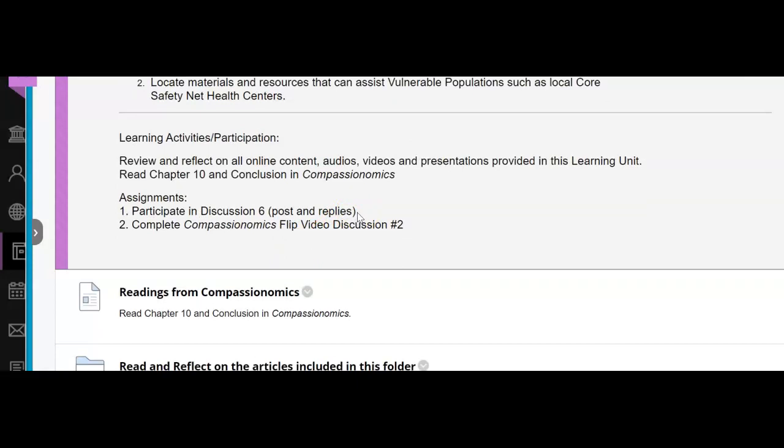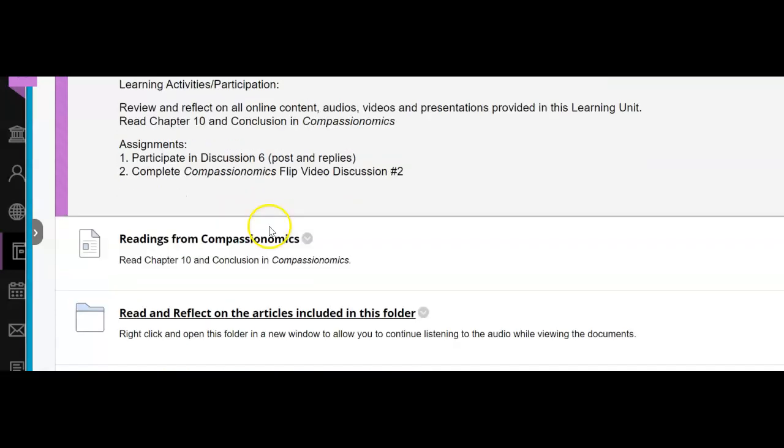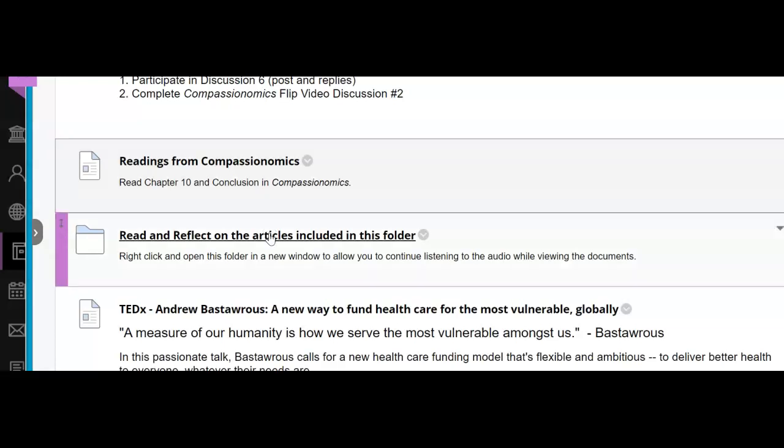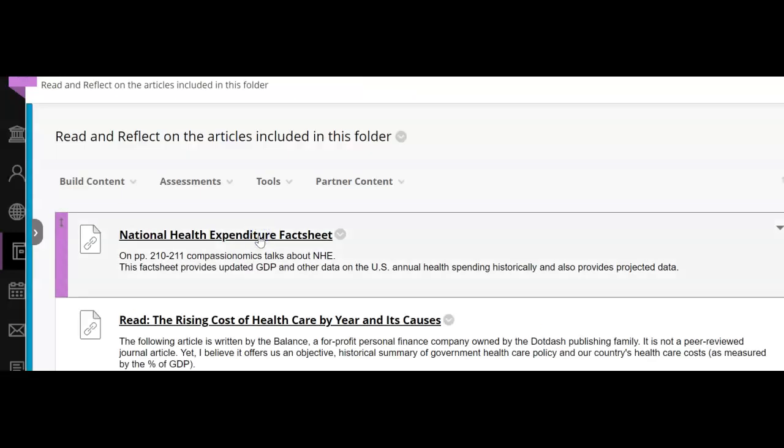You're going to complete your flip video discussion number 2, which is the final discussion about Compassionomics. You're going to want to complete reading your book before going on to do that, and then completing discussion 6 based on the information that's included. So again, you're finishing Compassionomics, and then you're going to look at the article links found within this folder.